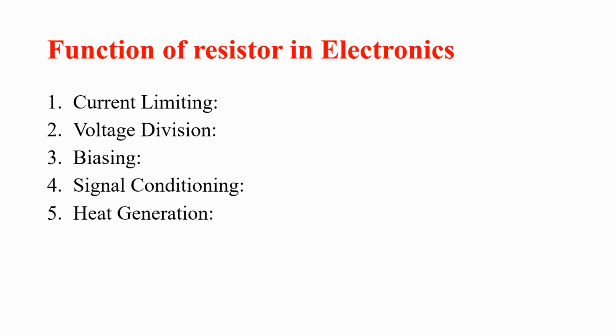Resistor converts electrical energy into heat through the dissipation of power. It can be useful in some applications like a heating element. However, this could also be a drawback if the heat is not managed properly.